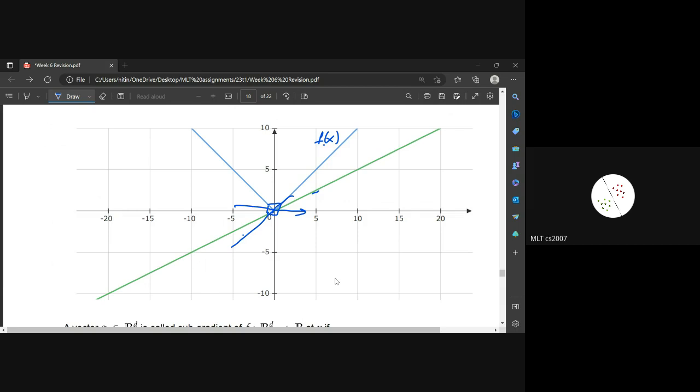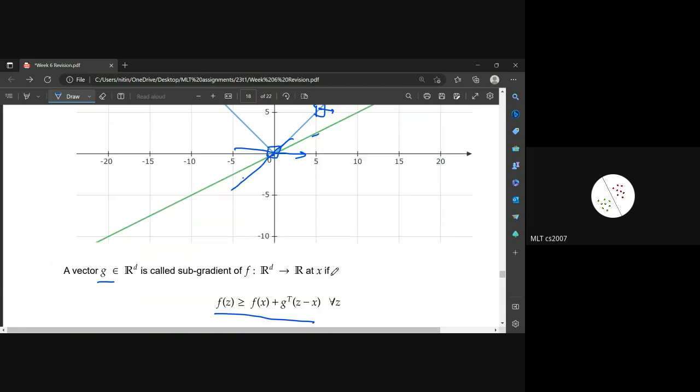For any point, if there exists only one subgradient, then we call that point differentiable. The function was not differentiable at this point, so we define the subgradient, and there may be more than one subgradient at that point.